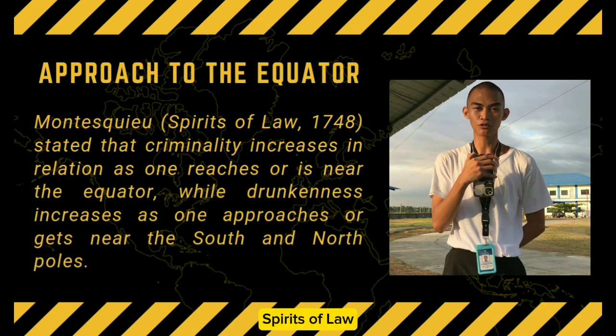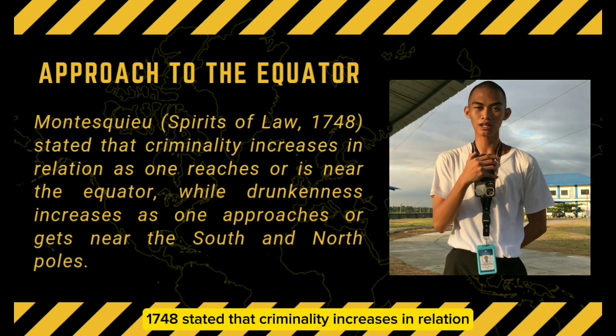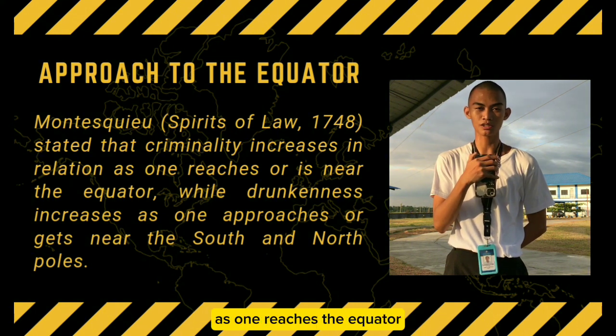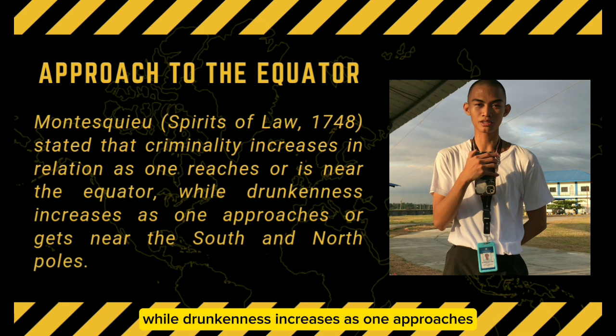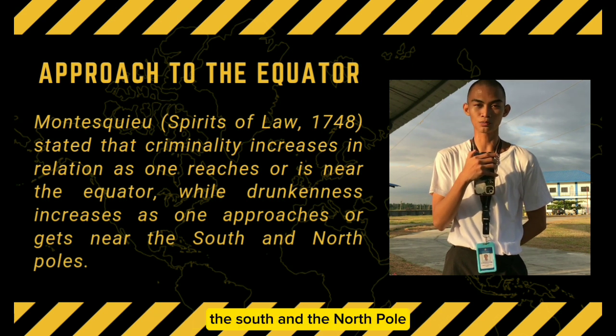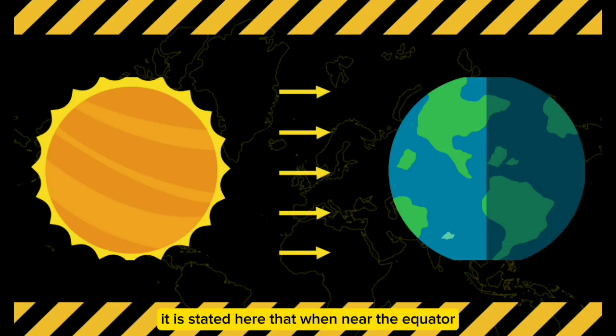Montesquieu, Spirit of the Laws, 1748, stated that criminality increases in relation as one reaches the equator, while drunkenness increases as one approaches the South and the North Pole. It is stated here that near the equator, crime is more widespread, because that part of the world is hit and irradiated more by heat, so crimes become more aggressive, while at the South and North Poles, drunkenness spreads more, probably because of the cold and because they are near the pole of our world, where it is already cold.